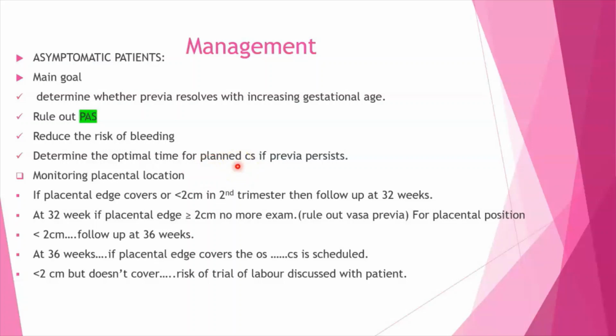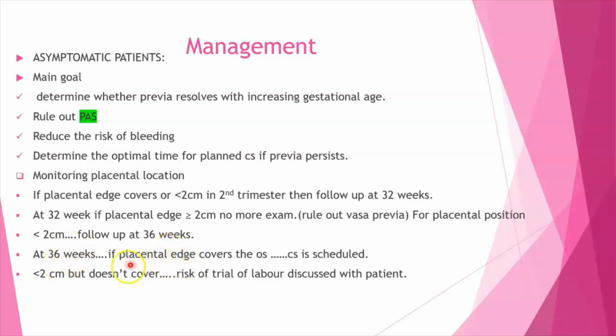Now friends, most important thing, how will you monitor placental location? If placental edge covers less than 2 cm in second trimester, then we will follow up at 32 weeks. At 32 weeks, if the placental edge becomes more than 2 cm, then no more examination is required for placental location. But friends, most important thing, we have to rule out vasa previa because sometimes if the placenta moves, the membranes remain. If it is less than 2 cm, then we follow up at 36 weeks.